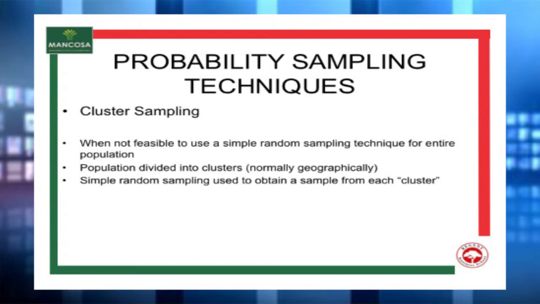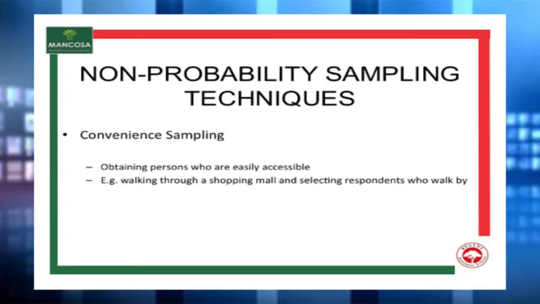When there is a large target population, and it may not be feasible to use a simple random sampling technique to select a representative sample, it may be more practical for the researcher to divide that population into clusters. Once these clusters have been determined, a simple random sampling technique may be used to select a representative sample from each cluster. Let's move on to some non-probability sampling techniques.